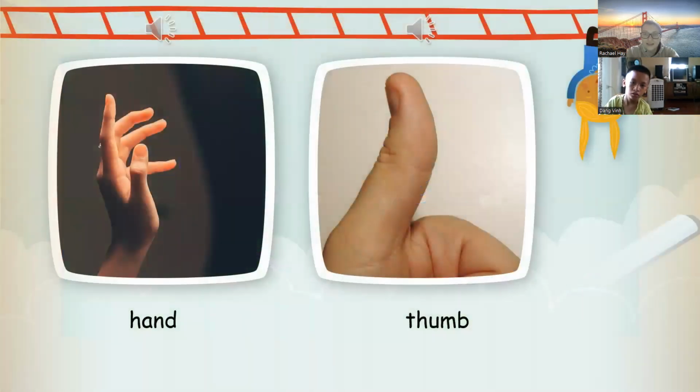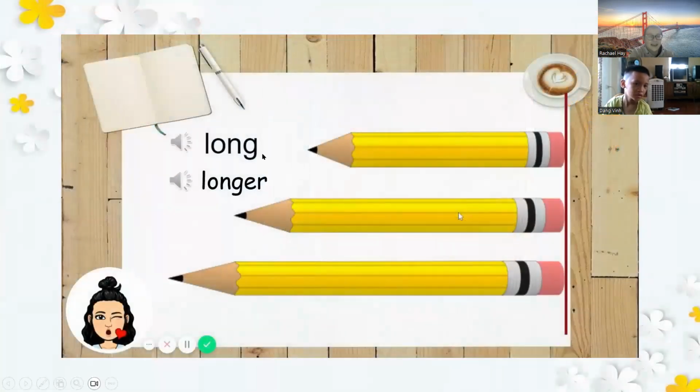Okay, let's learn. Okay, what is this? Hen. Yes. Thumb. Yes, good job. Okay, and then? Long. Longer. And then one more I want you to learn. Let me just put it here for you. And then we have the word longest. Can you say longest? Yes. Good.